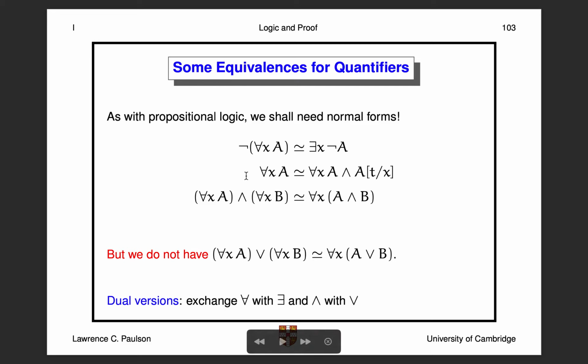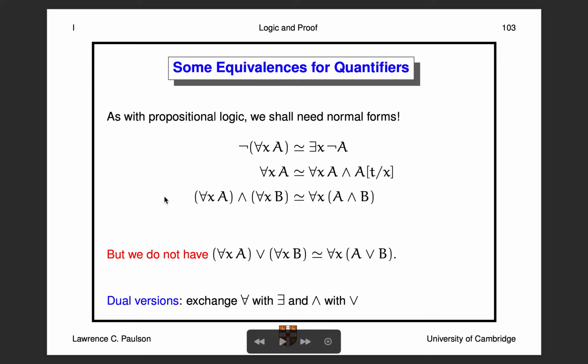The second, I guess, is sometimes called the one-point rule, and is simply saying that if you know for all x A, then that's equivalent to for all x A ANDed with any specific instances that you wish. So if t is some particular term, I can AND in a copy of A with that particular term substituted in. And this goes with the idea that for all x A is kind of an infinite conjunction of instances of the formula A.